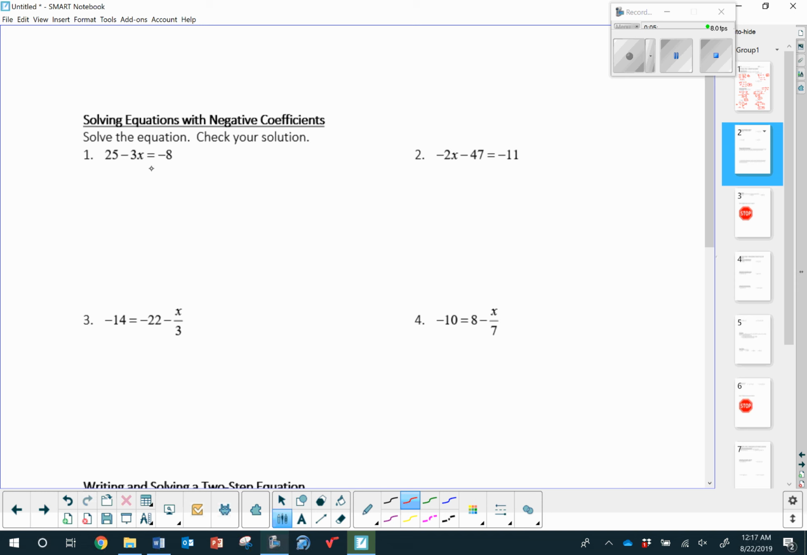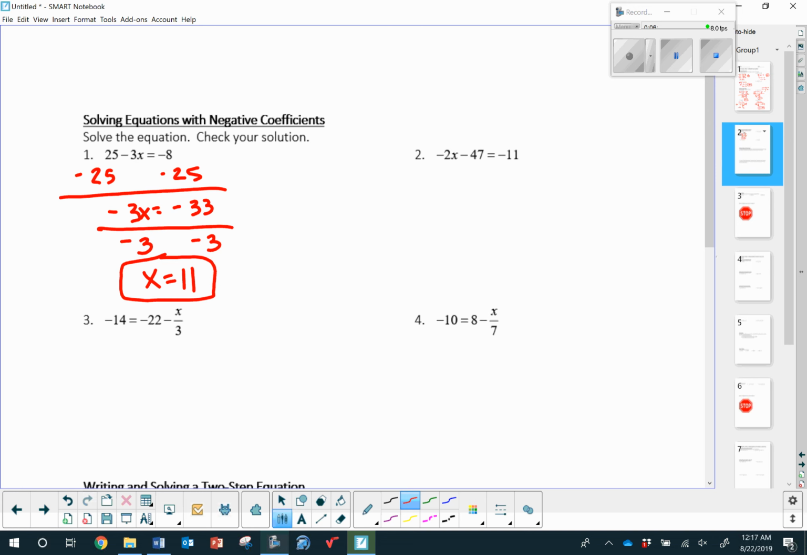So again, I want to get that negative 3x by itself, so I got to get rid of this 25 to start. Negative 3x equals negative 33. I then can divide both sides by negative 3, and I get x equals 11.